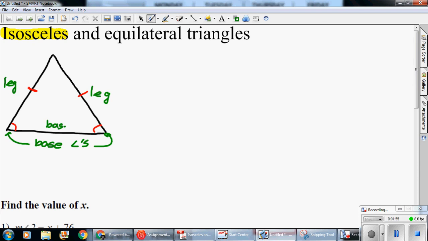So an isosceles triangle has 2 legs and 1 base. And this angle, the non-congruent angle, is called the vertex angle. Okay? Now, an equilateral triangle will look like this.